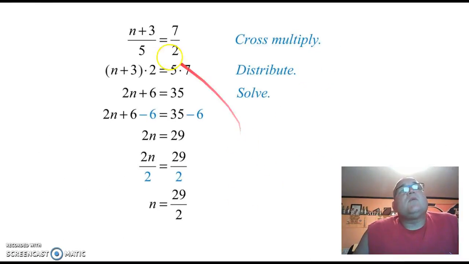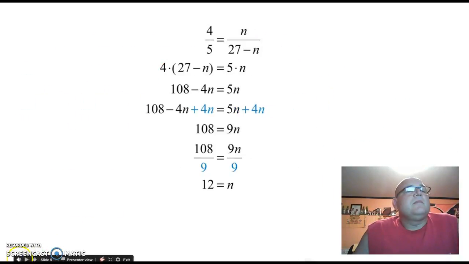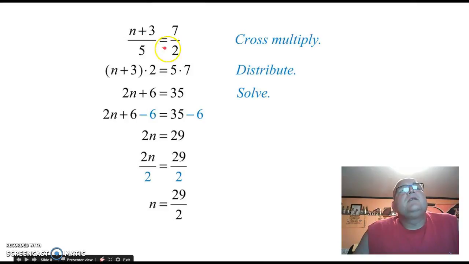Take a look at this example. Not only do we have just a single variable, we can also put that variable within an expression, but it's the same process. First step, cross multiply. 5 times 7, that's on one diagonal as you can see. Sorry about that. 2 times n plus 3. Well, notice when we take 2 times the n plus 3, we have to distribute, giving us 2n plus 6 equaling 35. We then have to solve, so it's a two-step equation this time.